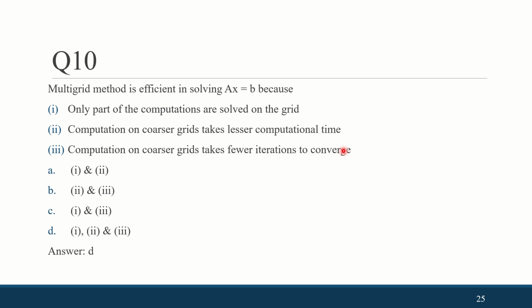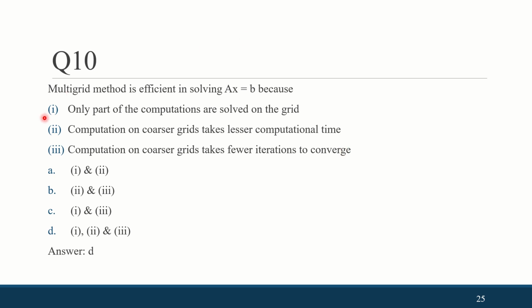So only part of the computations are solved on the grid is true, and it is also true that computation on coarser grid takes lesser computation time because since the grid sizes are larger, it would be easier to move on to the next solution. The solution would be solved faster on the coarser grids. Computation on coarser grid takes fewer iterations to converge. Since we are going from finest grid to the coarsest grid, the error would be damped out soon, and so the fewer iterations to converge should be true.